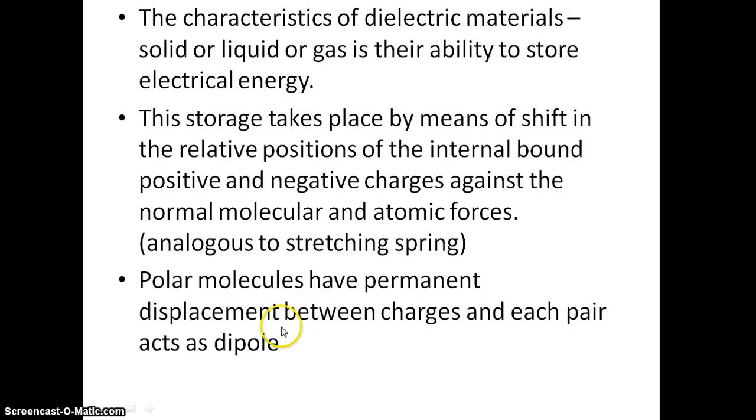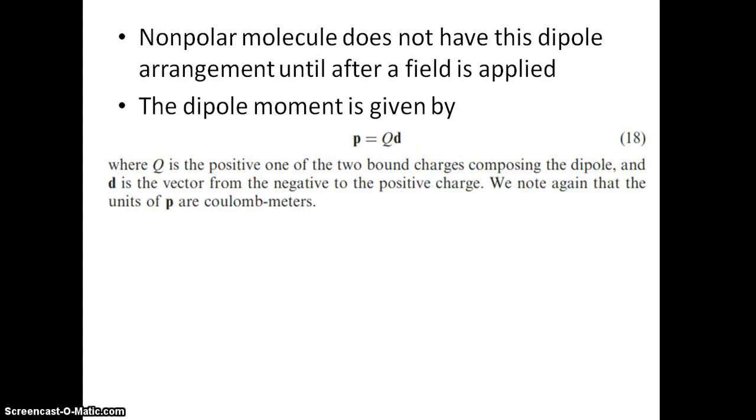Okay. So we have two types of molecules: polar molecules and non-polar molecules. Polar molecules have permanent displacement between charges, while non-polar molecules do not have a dipole arrangement until after a field is applied. And the dipole moment is given by p equal to Q into d. This we have seen in the previous class itself. The dipole moment is charge Q, either plus Q or minus Q, times the distance d. So this is the dipole moment.